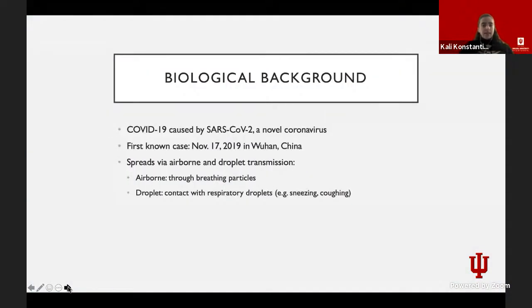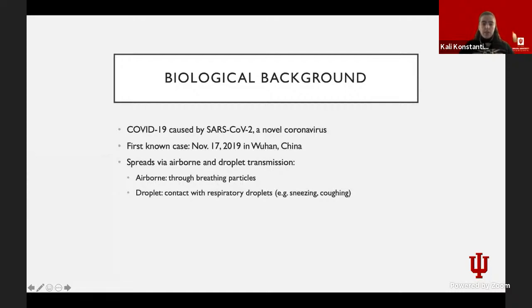Because I did an epidemiological model, I didn't have as much nitty-gritty biological systems to go through. But here's a bit about COVID-19. The disease COVID-19 is caused by the SARS-CoV-2 virus, which is a novel coronavirus. The first case of an unknown illness, which we then identified as the novel coronavirus, was on November 17th, 2019 in Wuhan, China, in the Hubei province.